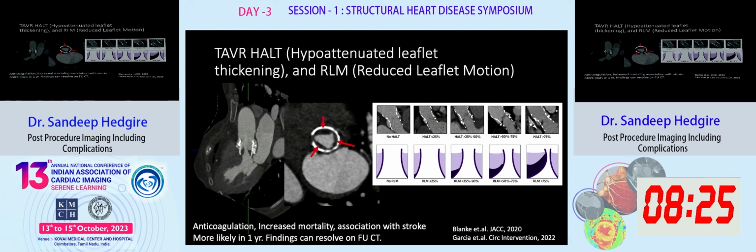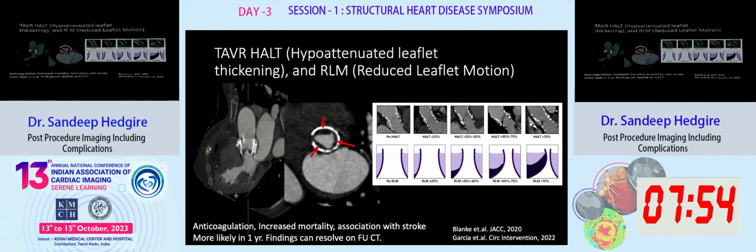HALT was mentioned in the previous talk, so I just wanted to share something about HALT. This is a patient who has HALT, which stands for hypoattenuated leaflet thickening or thrombosis. When there is HALT, it can be graded according to the percentage of HALT, and it's best done on a 3-chamber or a long axis view. So this patient's HALT was graded as 75%.